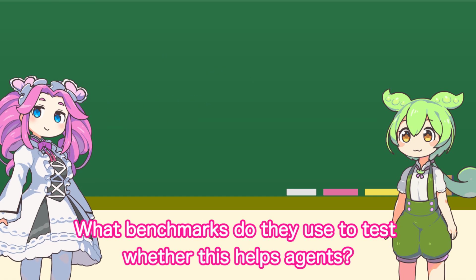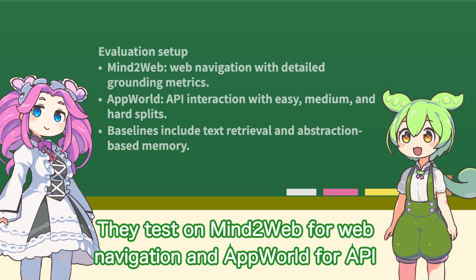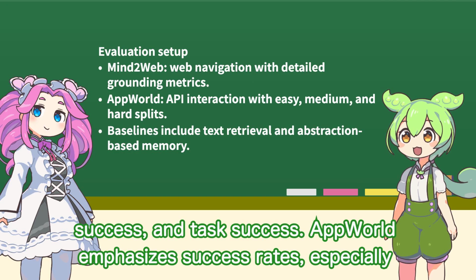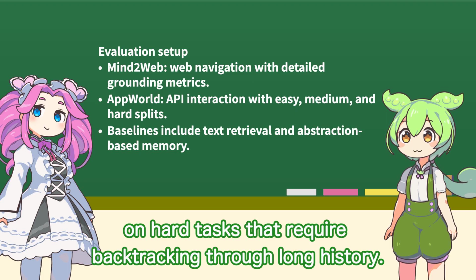What benchmarks do they use to test whether this helps agents? They test on Mind2Web for web navigation and AppWorld for API interaction. Mind2Web checks element accuracy, action quality, step success, and task success. AppWorld emphasizes success rates, especially on hard tasks that require backtracking through long history.